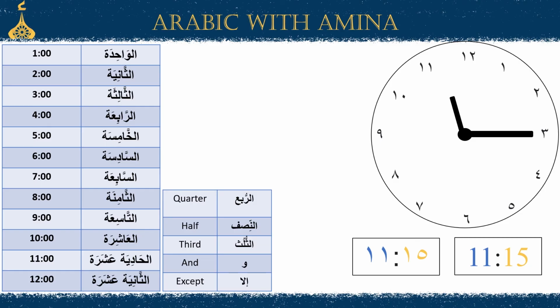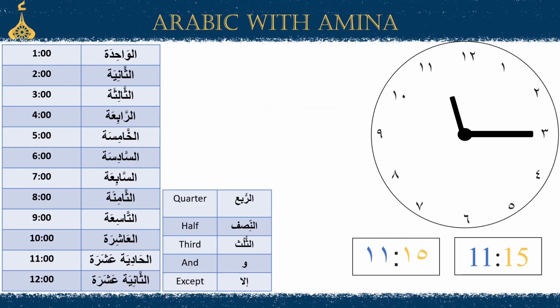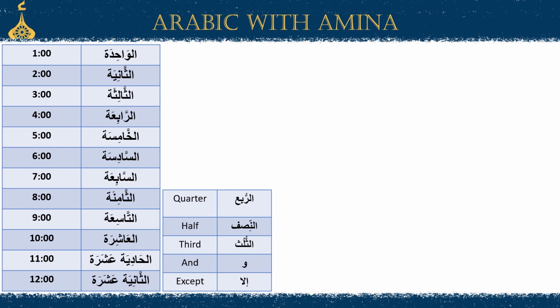Okay, so now we are going to say 11:15. 11:15, which is the 11th and 15 minute. Now for the same example, but now I want you to say that it is 11:15 using the quarter. Take your time. 11:15, the 11th and the quarter. Now for our final question.